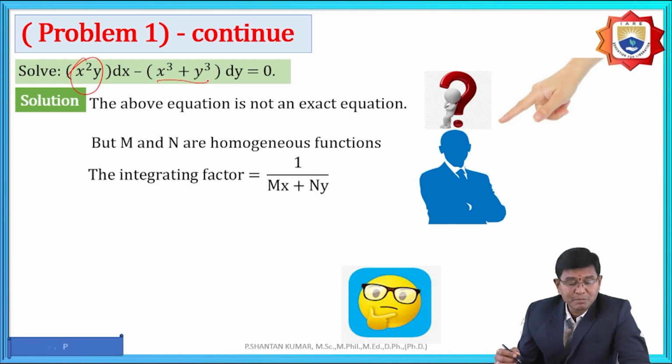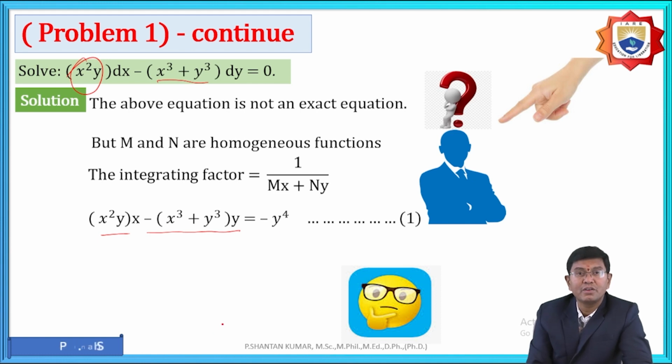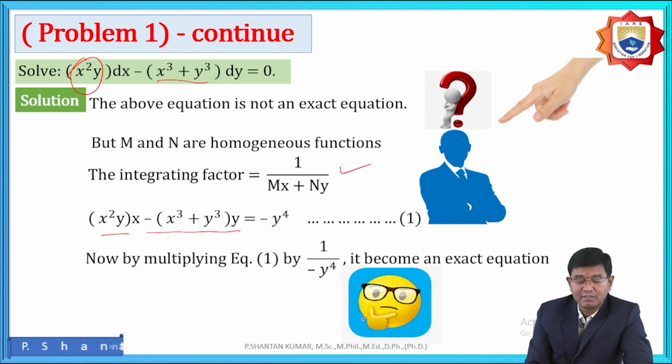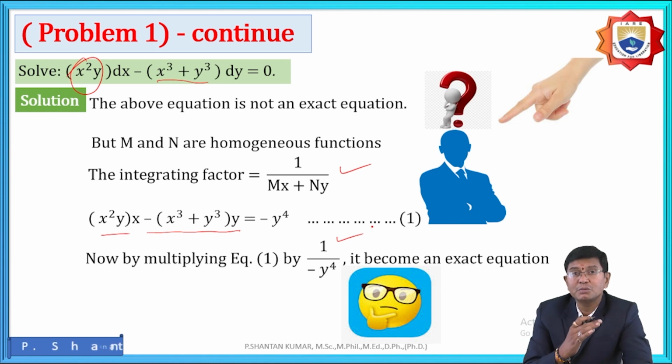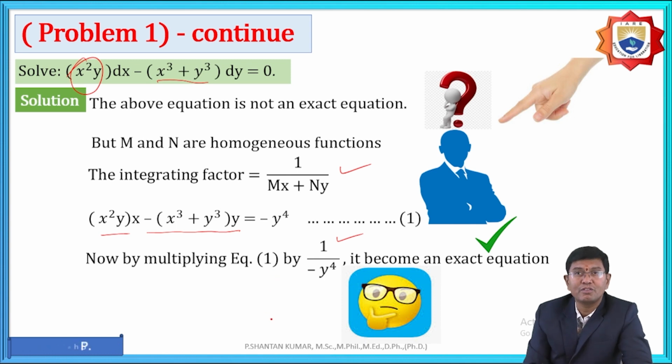Here Mx + Ny is M multiplied by x plus N multiplied by y, so Mx + Ny = -y⁴, which is not equal to 0 as per the working rule. If it is not equal to 0, the integrating factor is 1/(Mx + Ny), that is, 1/(-y⁴). The integrating factor is multiplied with the given differential equation, and then the equation is reducible to an exact differential equation.